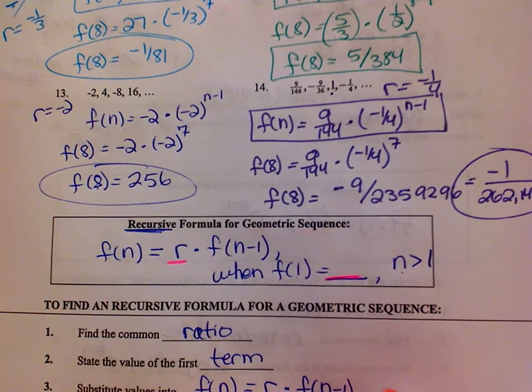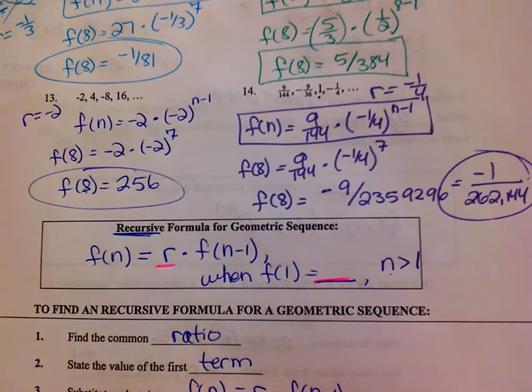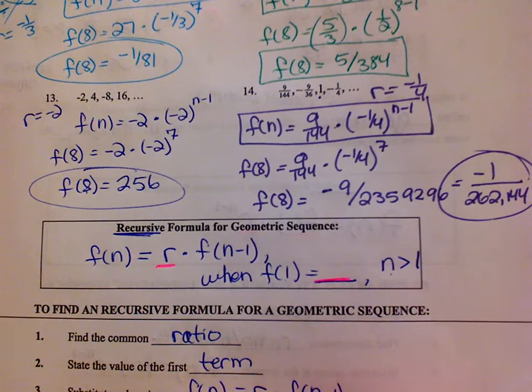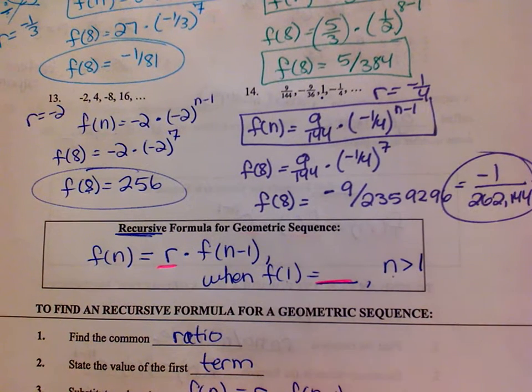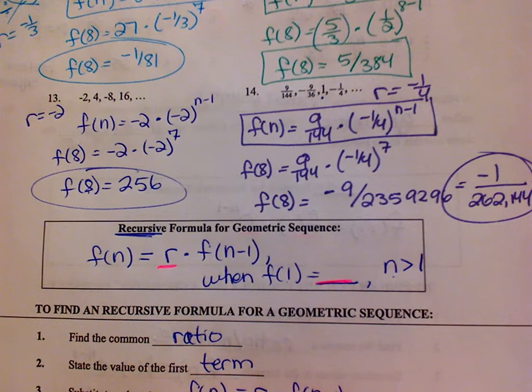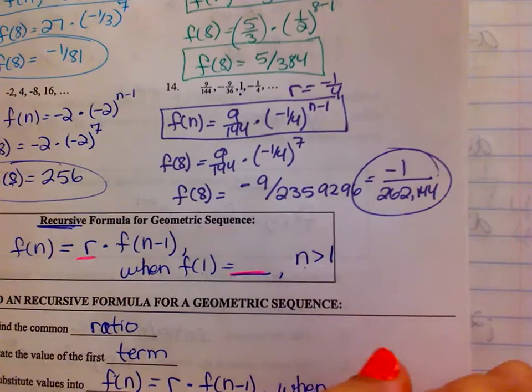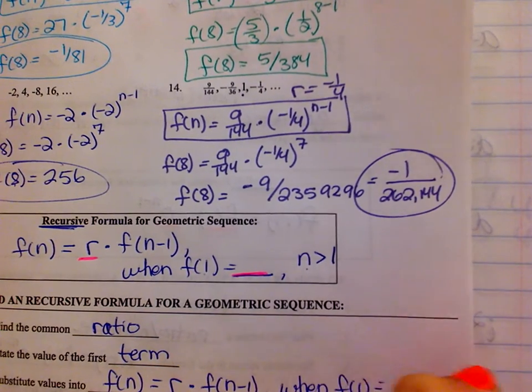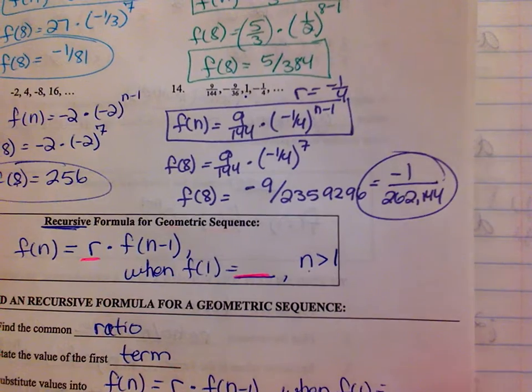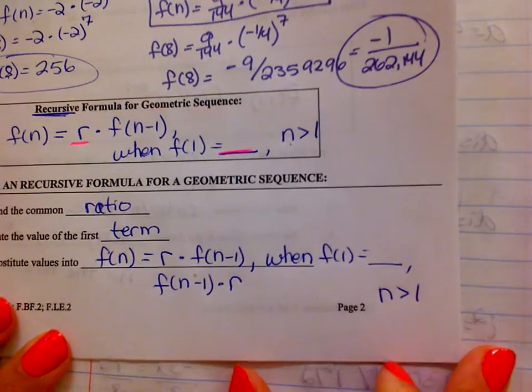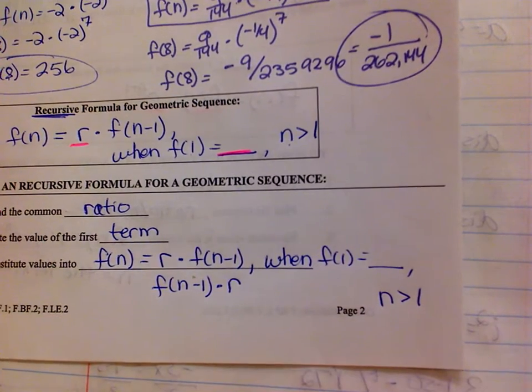F of n minus 1 times r. When we actually plug in for numbers, I just like to make it look more like a coefficient, so I like to put the r first. But you're certainly not wrong if you put the r second. And then either way, the first term is something. And again, a lot of times we're going to see n is greater than 1 as part of your recursive formula.